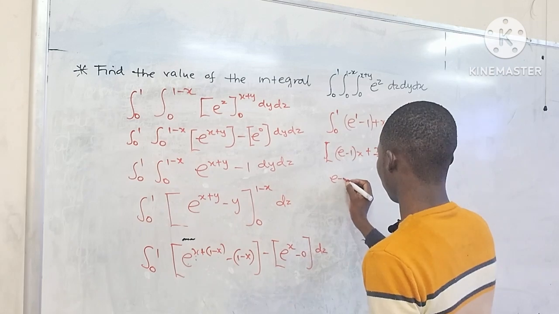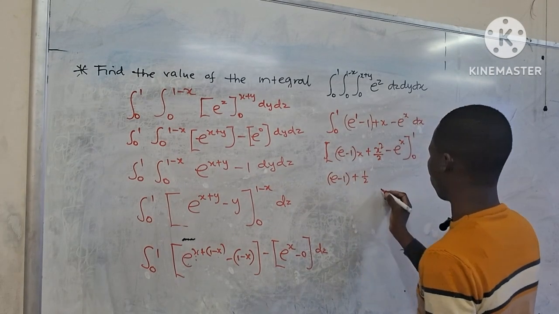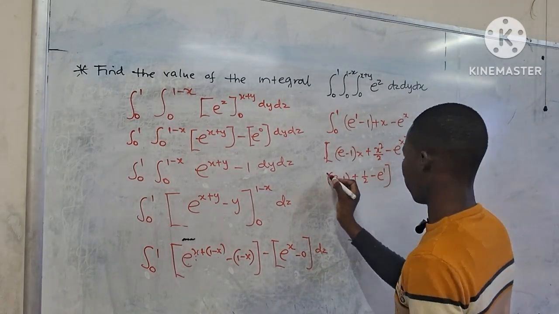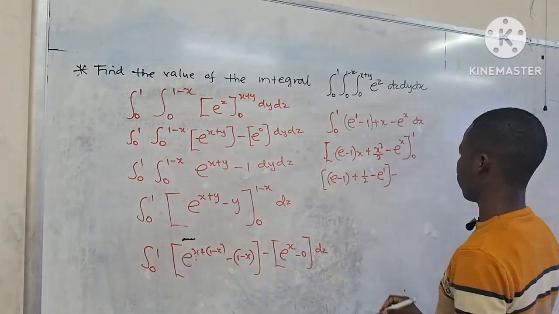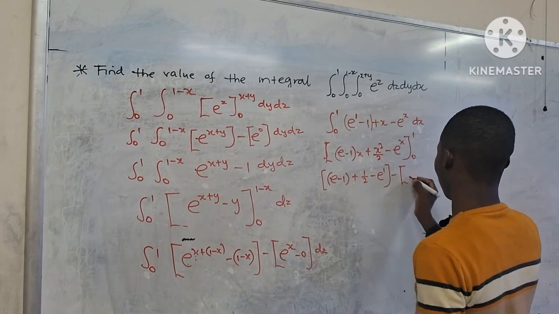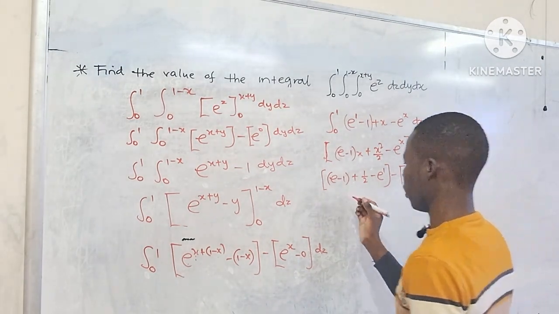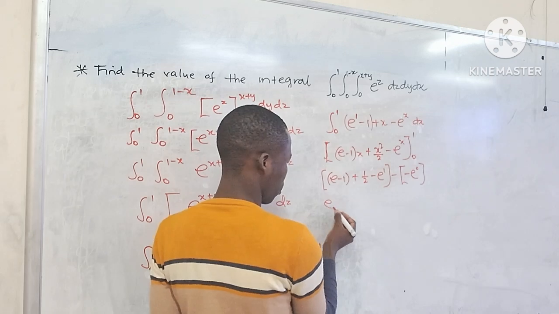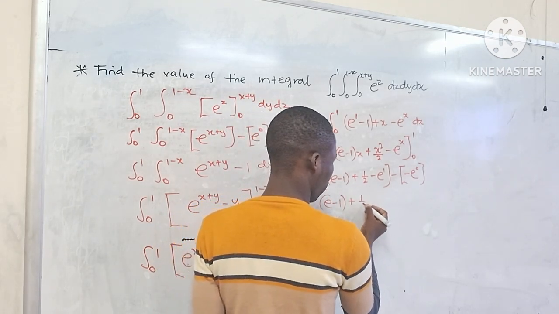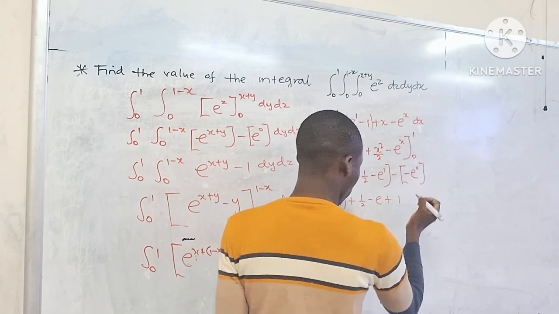Substitute. This is e subtract 1 plus 1 by 2 subtract e to the power 1. Okay, minus 0, 0. So it's minus e to the power 0. This becomes e subtract 1 plus half minus e, the negative and negative positive 1.